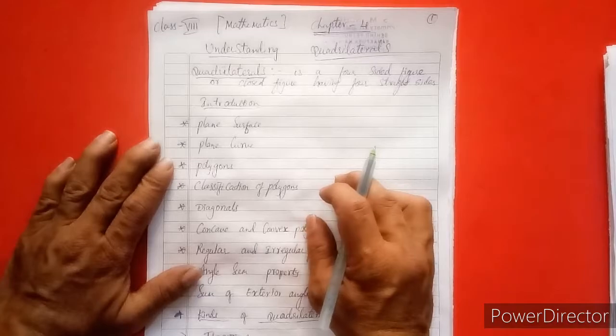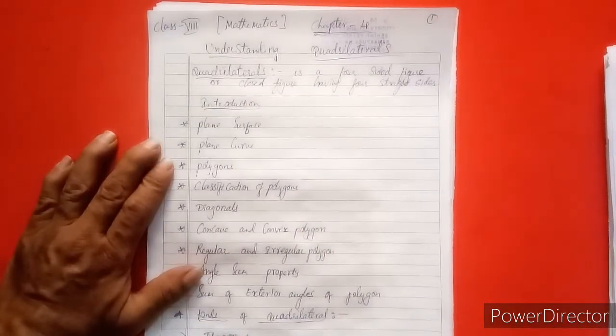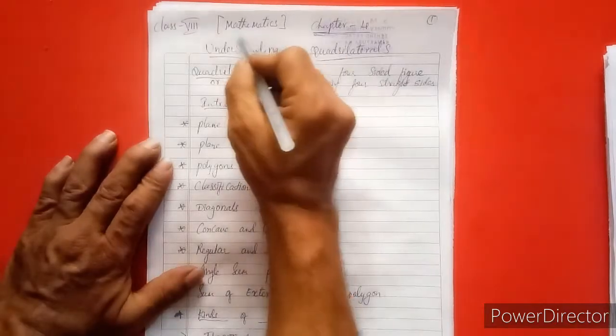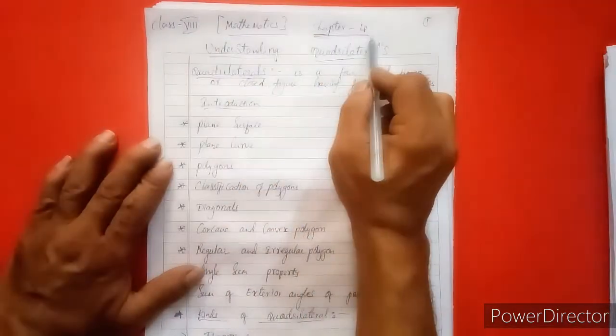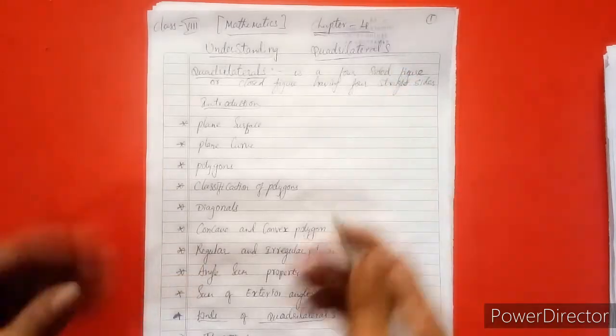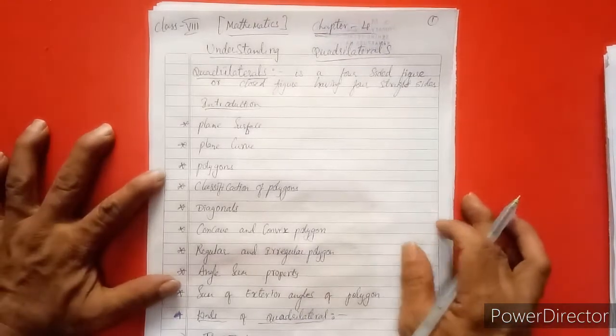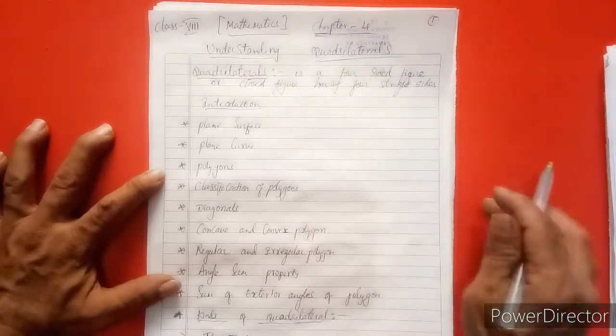Good morning, students. Today I am going to explain class 8 standard mathematics, chapter number 4, understanding quadrilaterals. First of all, understanding is one of the basic words. Understanding means to know. And what do we mean by quadrilaterals?